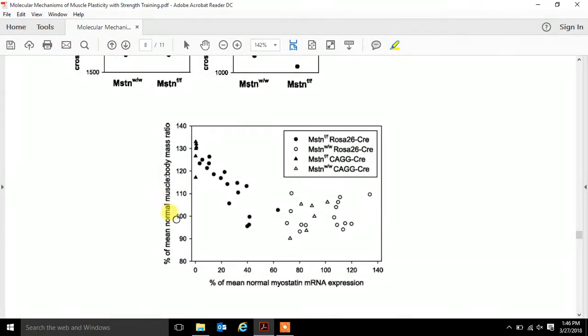If we look at it as a percentage, this is percent of normal muscle to body mass ratio in these mice, as a percentage of the mean normal myostatin messenger RNA expression. Here are our normal wild type mice, where they've got a range of myostatin. And then if we start removing that myostatin, we start seeing kind of a threshold where we see dramatic increases in muscle per body mass. So it really highlighted that, okay, this myostatin might be playing a pretty key role in these skeletal muscle adaptations.